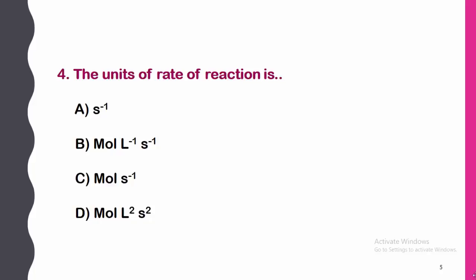Here the concentration per time may be of the reactants or of the products. In the case of the reactant side, there is a decrease in concentration, but on the product side there is an increase in concentration. But the unit is concentration upon time. Concentration is always written in mole per liter, and time is always written in per second, that is mole per liter per second. Therefore the option for the above question, option D, is the right answer: mole per liter per second is the unit of rate of a reaction.